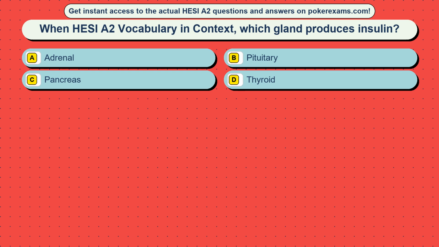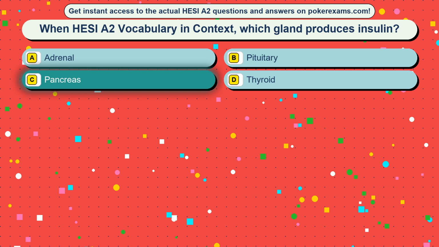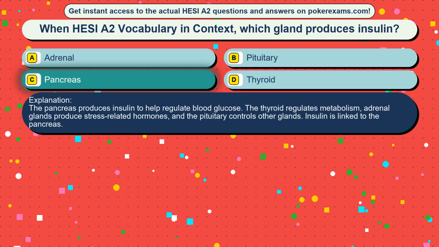Question 39. HESI A2 vocabulary in context: which gland produces insulin? Option A, adrenal. Option B, pituitary. Option C, pancreas. Option D, thyroid. The correct answer is option C, pancreas. The pancreas produces insulin to help regulate blood glucose. The thyroid regulates metabolism, adrenal glands produce stress-related hormones, and the pituitary controls other glands. Insulin is linked to the pancreas.